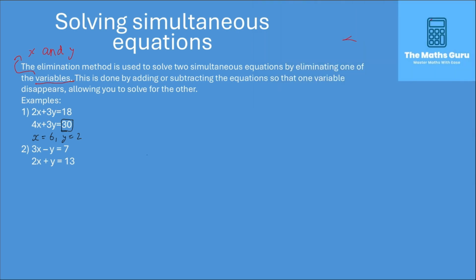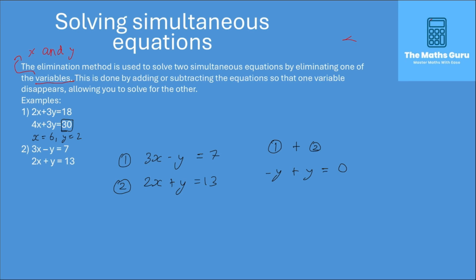Question number 2, we have 3x minus y equals 7 and 2x plus y equals 13. So this is equation 1, this is equation 2. Now if we look at the operation being applied to our y's, we can see that there are different operations. So in this case we do number 1 add number 2, because when we do minus y plus y, this is going to cancel out our y's to leave us with an equation solely with x.